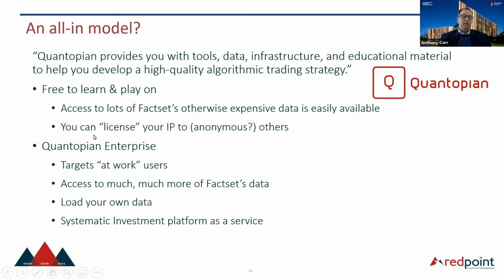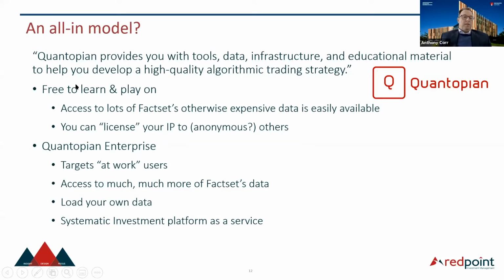Now, the other thing that they do is you can license your IP, exactly to whom, I'm not sure. If you generate a trading strategy on their system using their tools and so on, you can license that to other people. I'm not sure if that's anonymous or how the actual licensing model works, but I think that's the way that they're identifying good analysts: by looking at their IP, licensing it for a period, and if they like it, they'll probably give them a job.